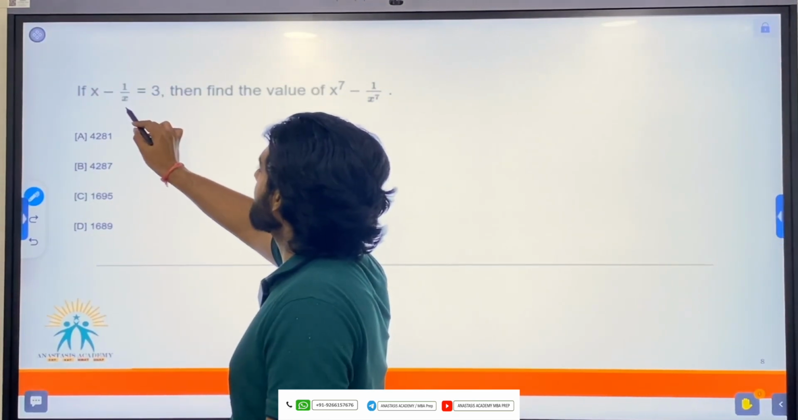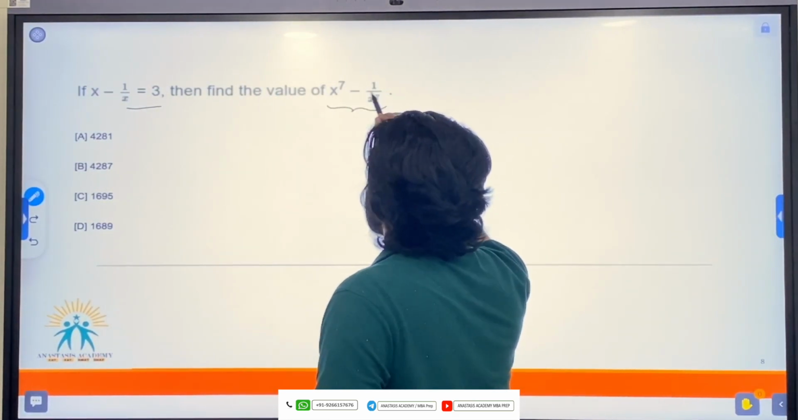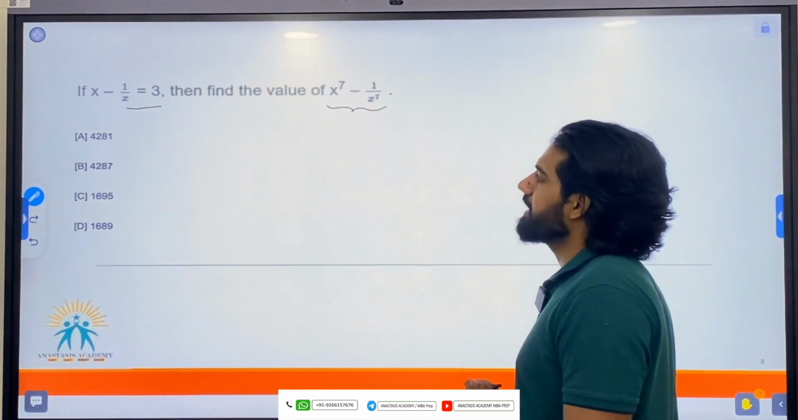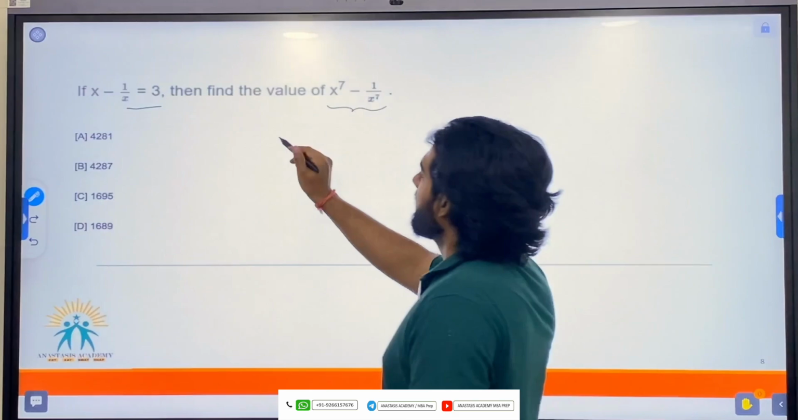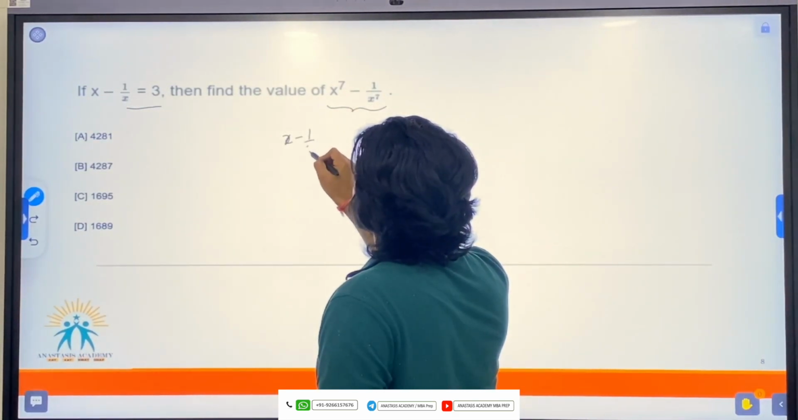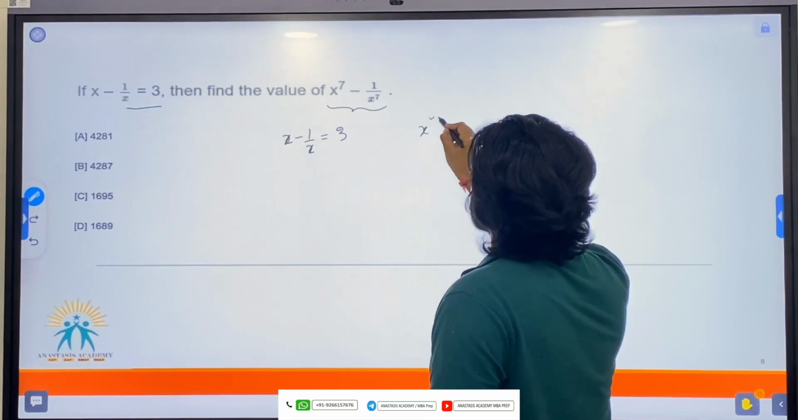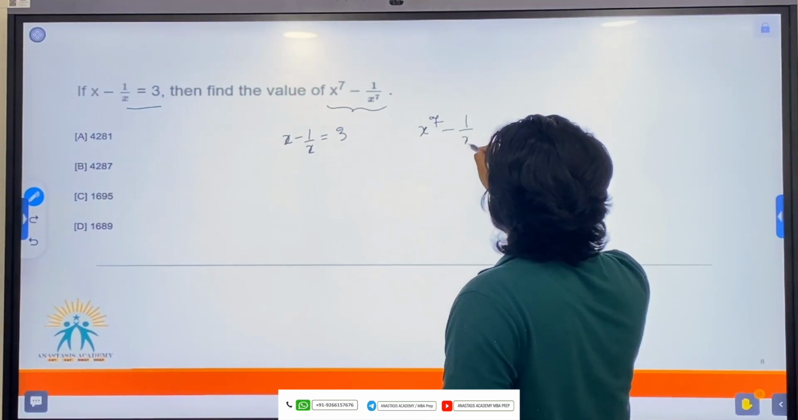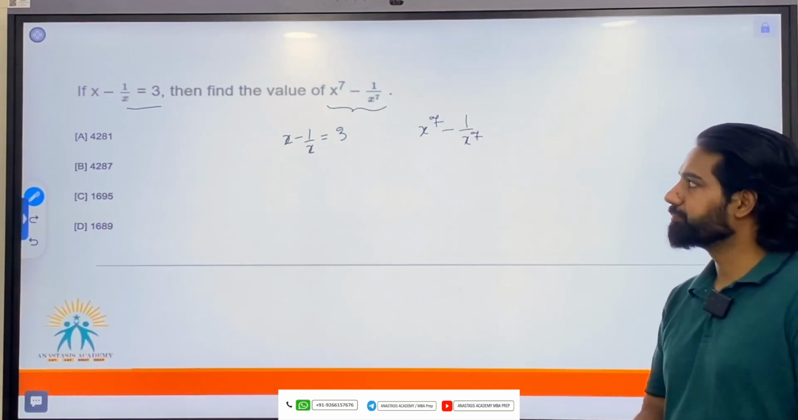x minus 1 upon x is given as 3. Then find the value of this expression, x raised to the power 7 minus 1 upon x raised to the power 7. Now, this expression is given, x minus 1 upon x, and it is asked to find x raised to the power 7 minus 1 upon x raised to the power 7.